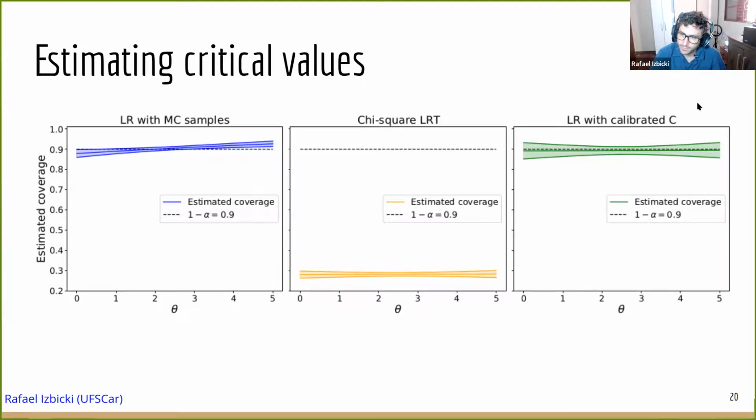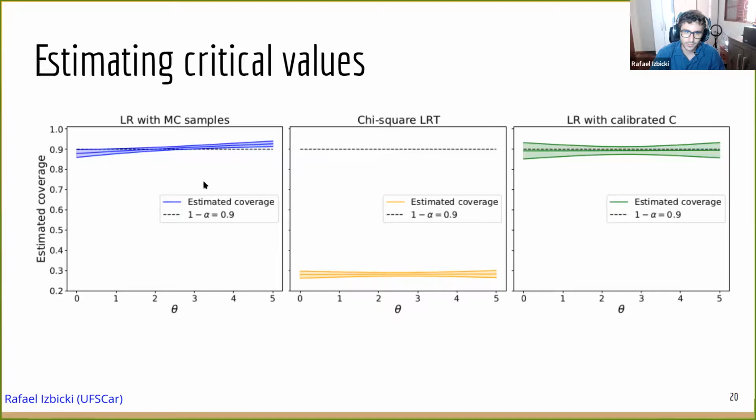And let's start with this panel here. Here we are using our quantile regression approach to estimate the cutoffs. And what we see is that we have a coverage that is pretty close to 90%. So the method in this example is working well. There's only one parameter, one dimension, okay?